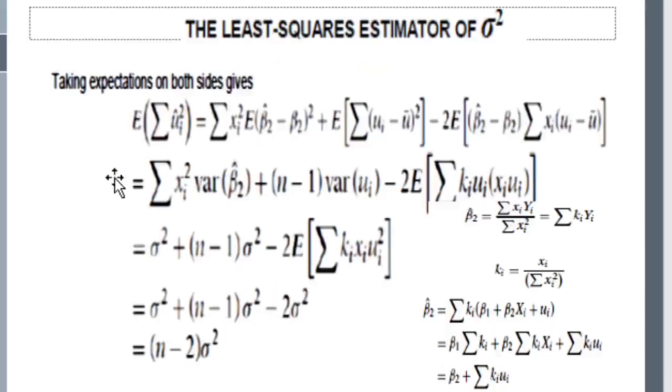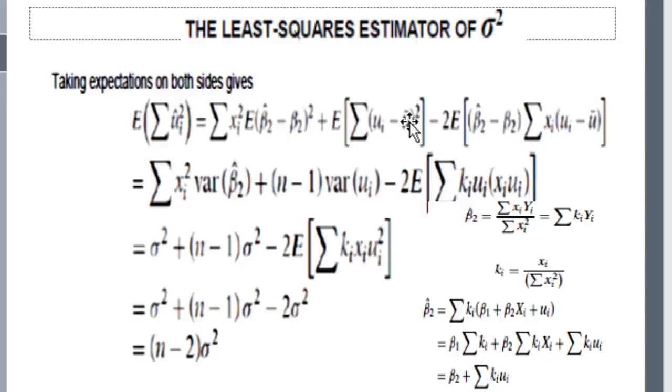Then take the expected value of the whole term, that is, the expected value of ui cap square equal to sigma xi square times the expected value of (beta 2 cap minus beta 2) the whole square, plus the expected value of sigma (ui minus u bar) the whole square. Then we will get sigma xi square. The expected value of (beta 2 cap minus beta 2) the whole square is nothing but the variance of beta 2 cap. Here, the expected value of (ui minus u bar) the whole square is the second term.